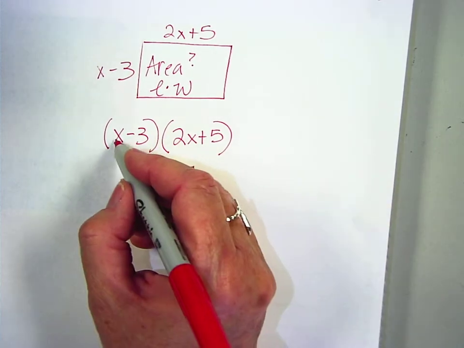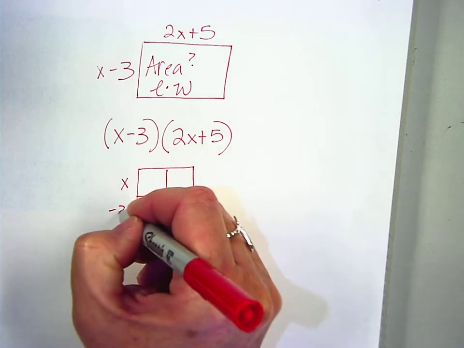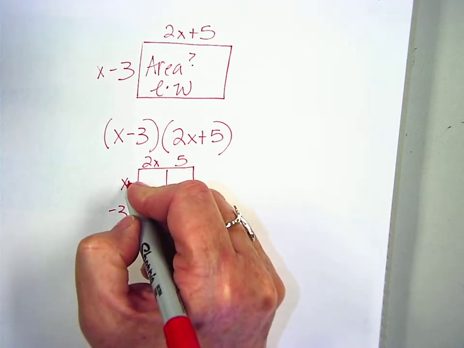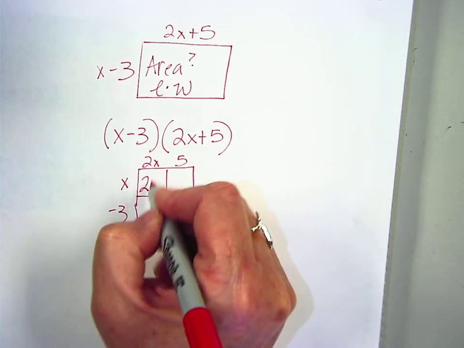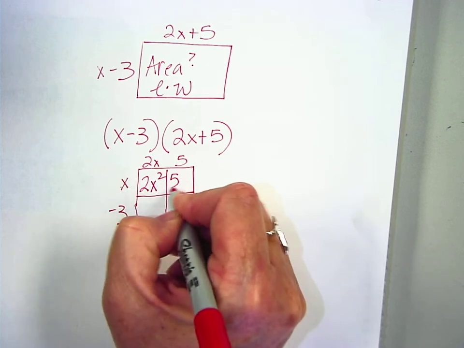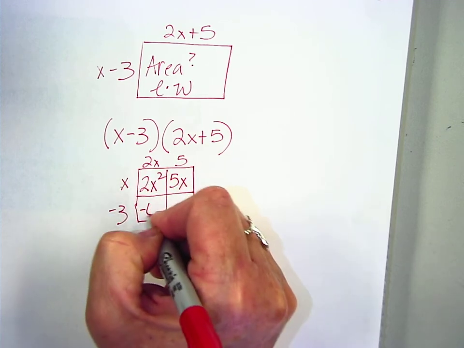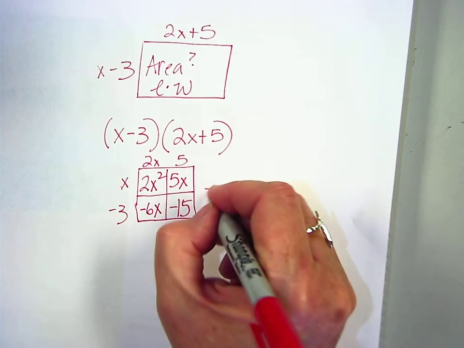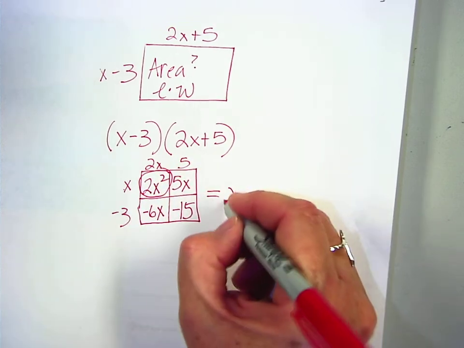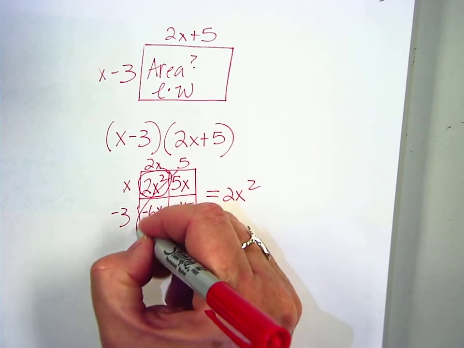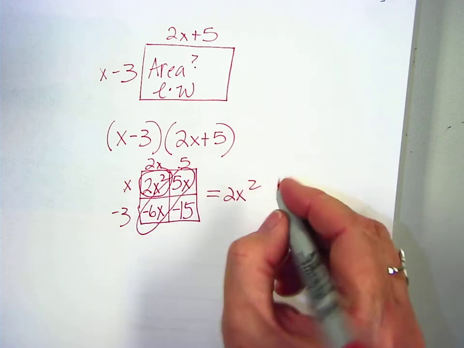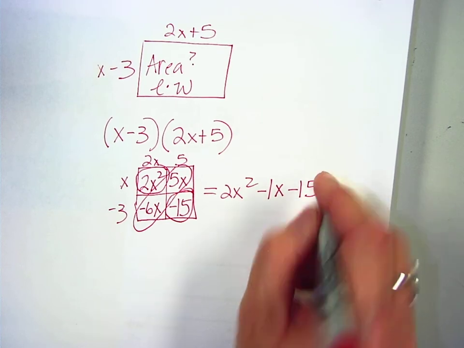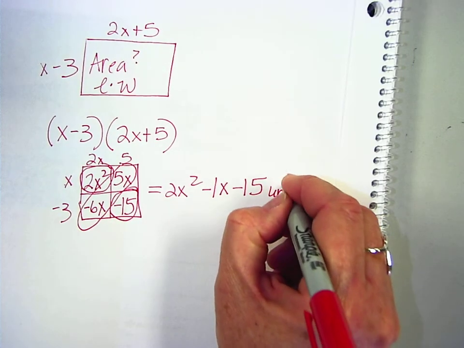And I have a binomial this way, x and negative 3. A binomial this way, 2x and 5. 2x times x is 2x squared, 5x. 2 times negative 3 is negative 6 times x, and negative 15. When I combine like terms, I get 2x squared. Combine these, I have 6 negative x's and 5 positive x's. That's 1 negative x, and I have a negative 15 remaining, and that would be units squared because it's area.